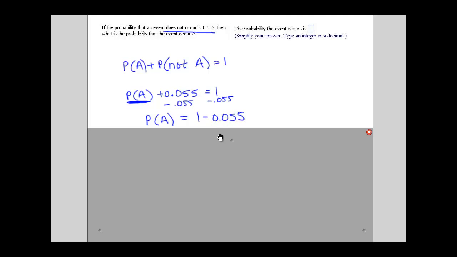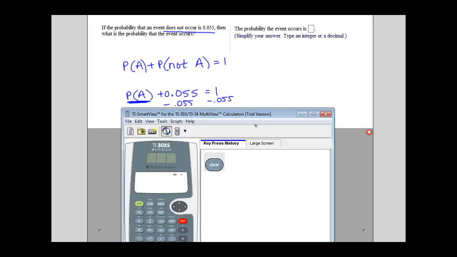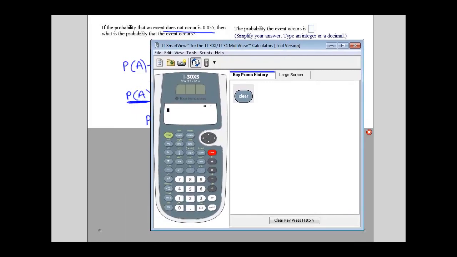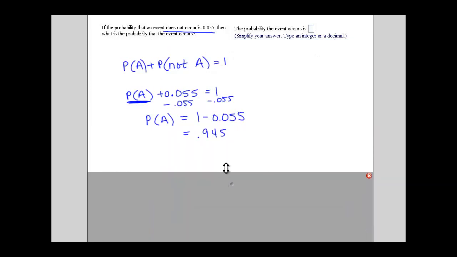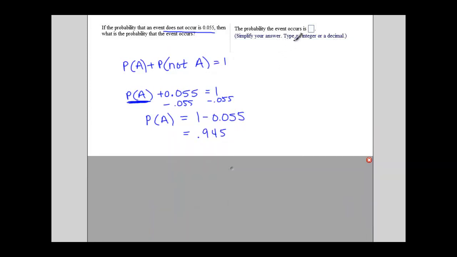In your calculator, we could type in 1 minus 0.055. So 1 minus 0.055 would give me 0.945. So the probability the event occurs is 0.945.